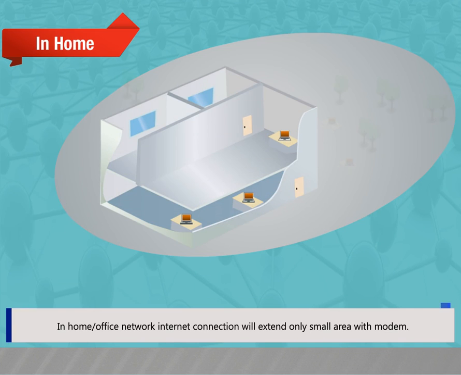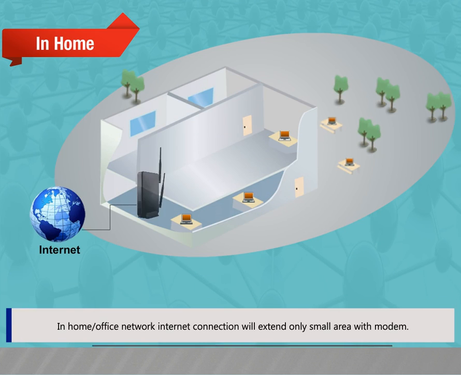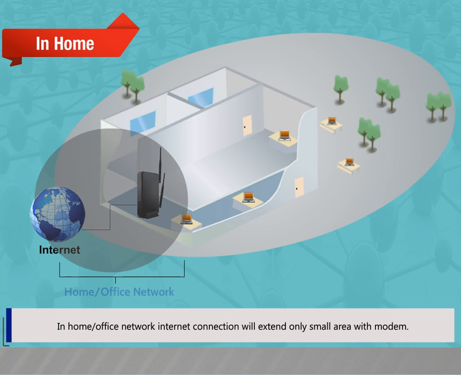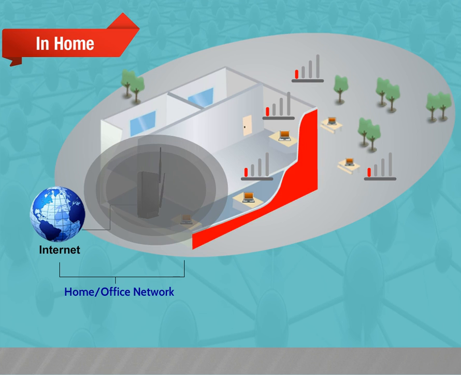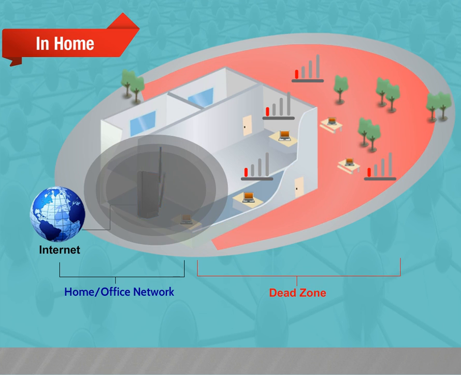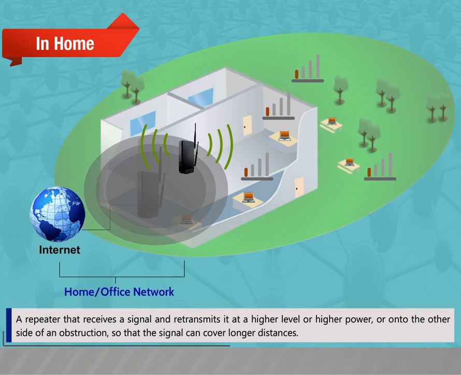In home or office network, internet connection will extend only small area with modem. A repeater receives a signal and retransmits it at a higher level or higher power or onto the other side of an obstruction so that the signal can cover longer distances.